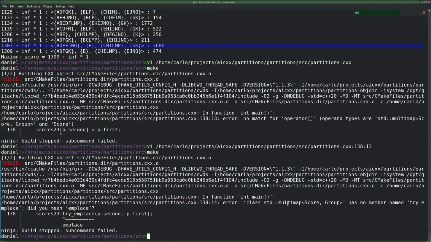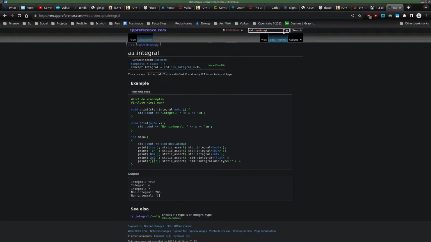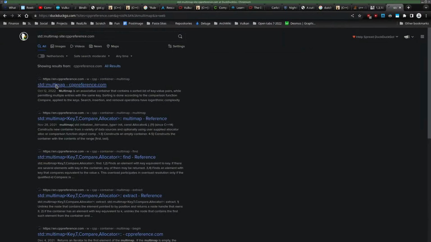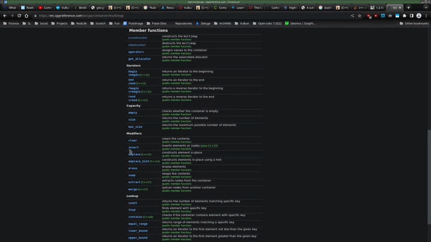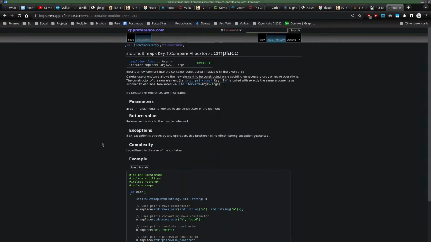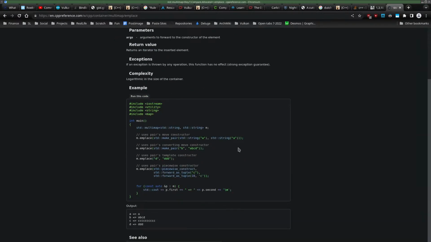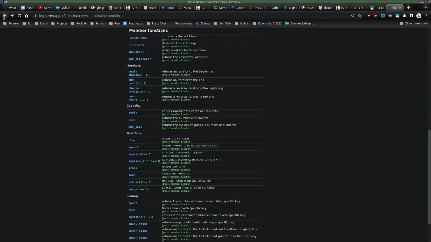Time to look up the documentation of standard multimap. We have an insert and emplace hint. Emplace argument. Talk about multimap, right? So even emplace uses make pair. Well, then I might as well use insert. Why does this thing not have try emplace? Oh, because it never fails.